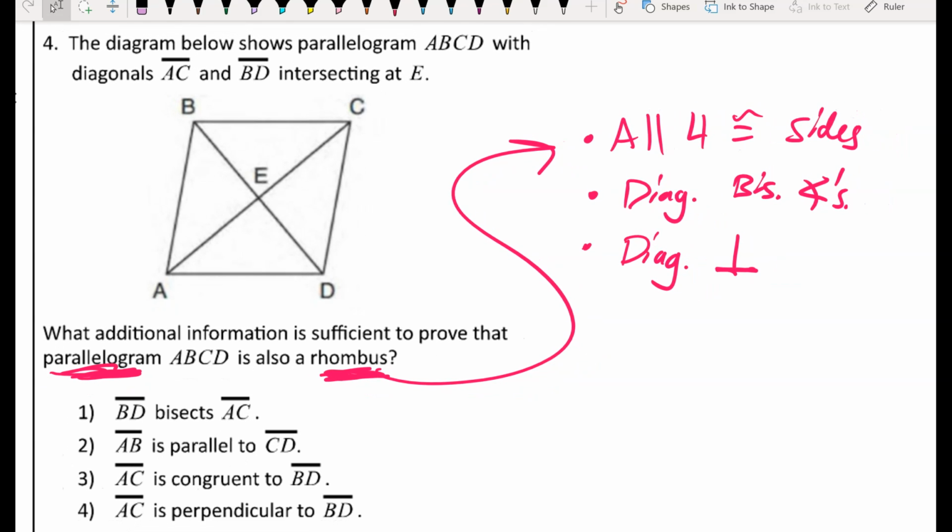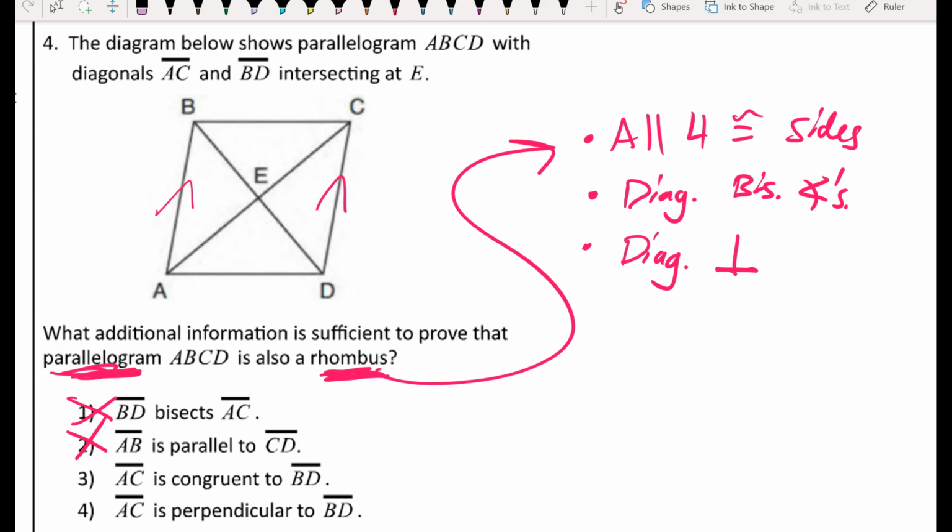So let's go through these. Answer choice 1 says segment BD bisects segment AC, or that it cuts it in half. Well, this is a parallelogram already, so I know for a fact that the diagonals already have to bisect each other. Answer choice 2 says that segment AB is parallel to segment CD. Again, for a parallelogram, my opposite sides are always parallel.